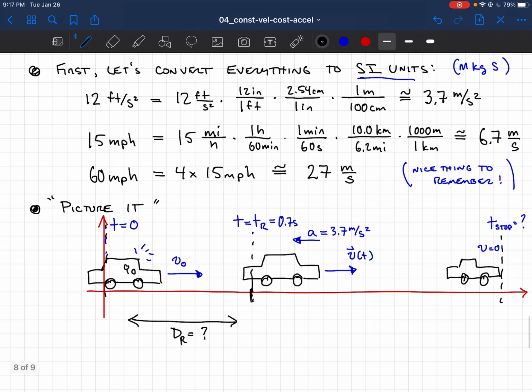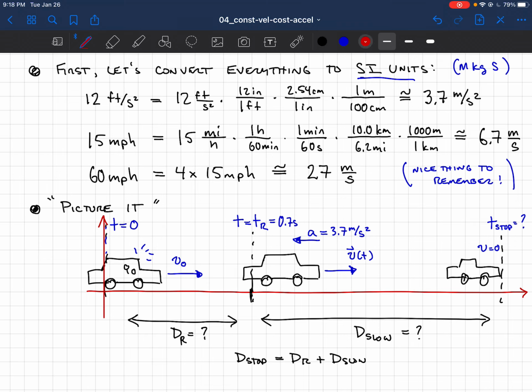And again, I don't know what that is. And then this is the rest of the stopping distance. So I don't want to call it d-stop because that should be the entire thing. So I guess I'll just call it d-slow. And again, I don't know what that is. And then we'll say the stopping distance is equal to d-react plus d-slow. And that's what we're after. We want to know what the total stopping distance is.